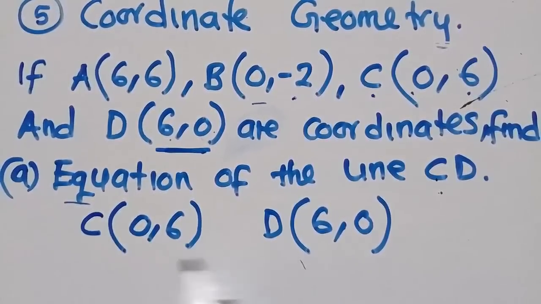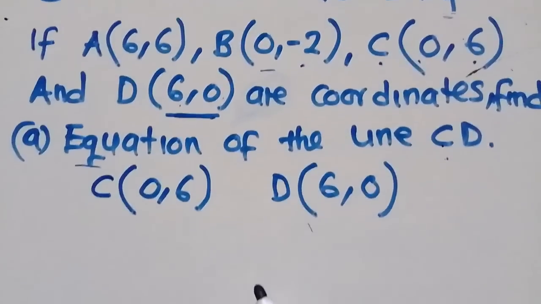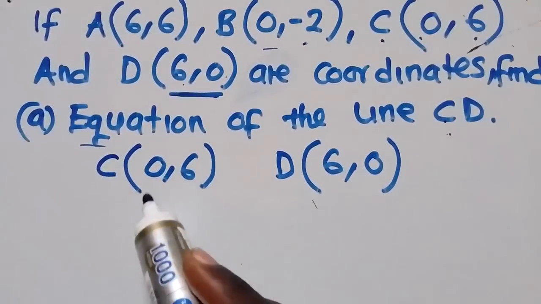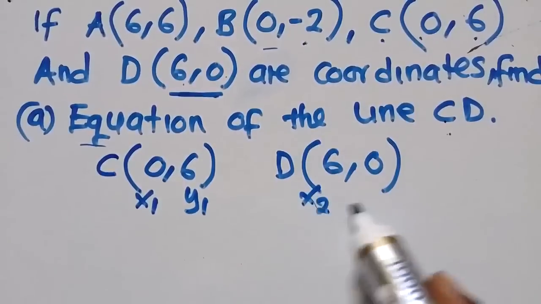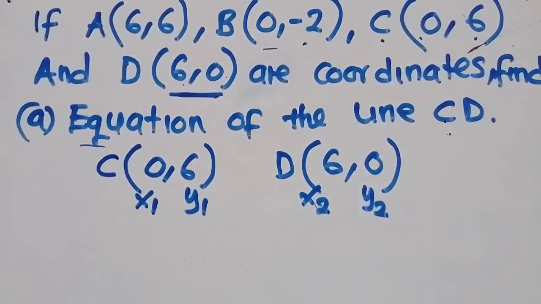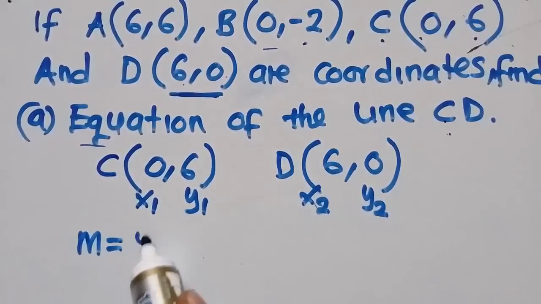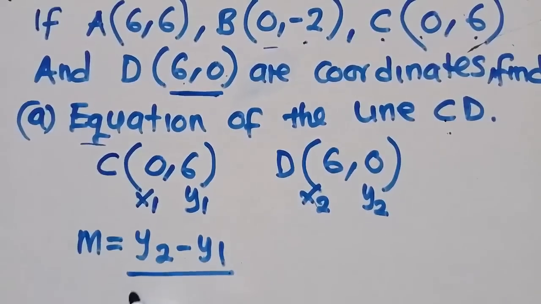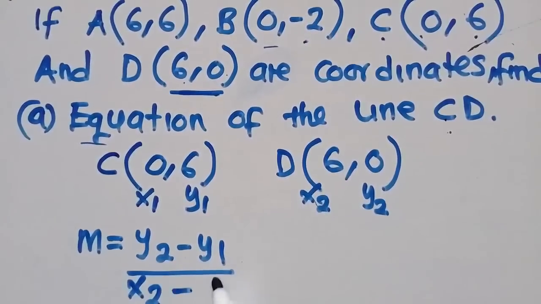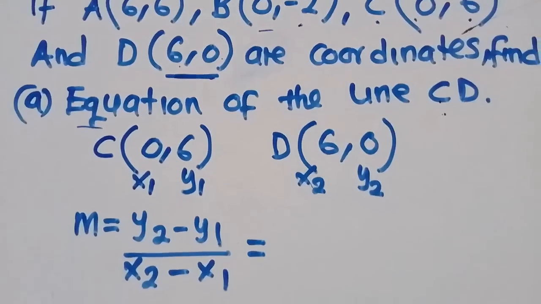After you get these coordinates, first thing, find the gradient. How do we find the gradient? You say x1, y1, x2, y2. The formula for gradient is equal to y2 minus y1 over x2 minus x1. This is the formula we use whenever we want to find the gradient.